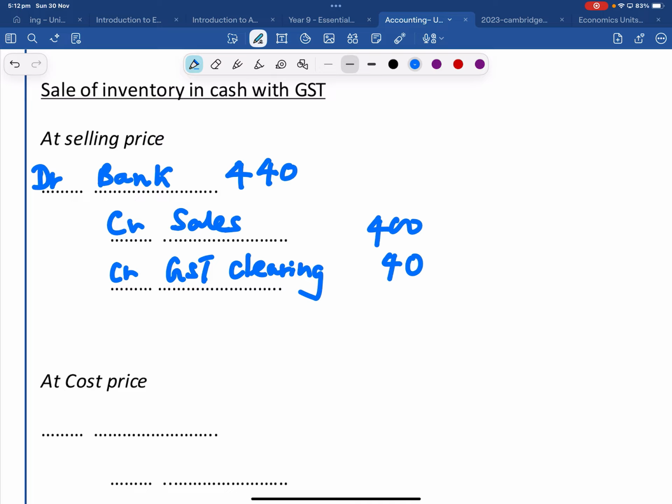Good. Wait, why is it just sales or is it sales revenue? Is it sales or sales revenue? Yes, it's the same thing. But how do we call it? Yes, usually it's sales. The term is sales. We don't call it sales revenue, just sales. Sales is the term for the ledger account.